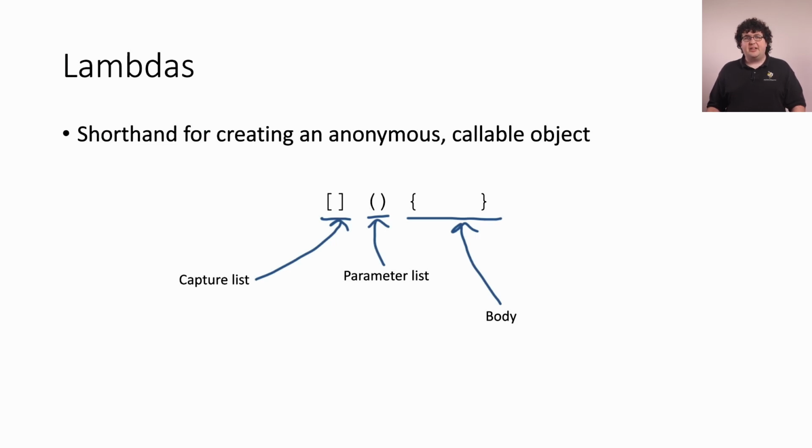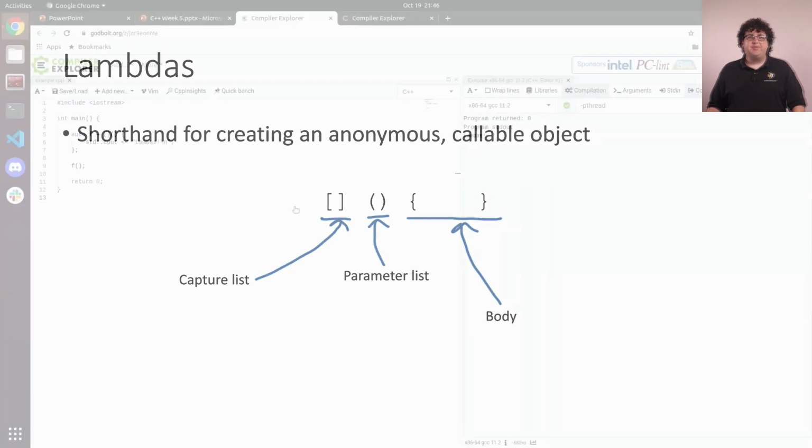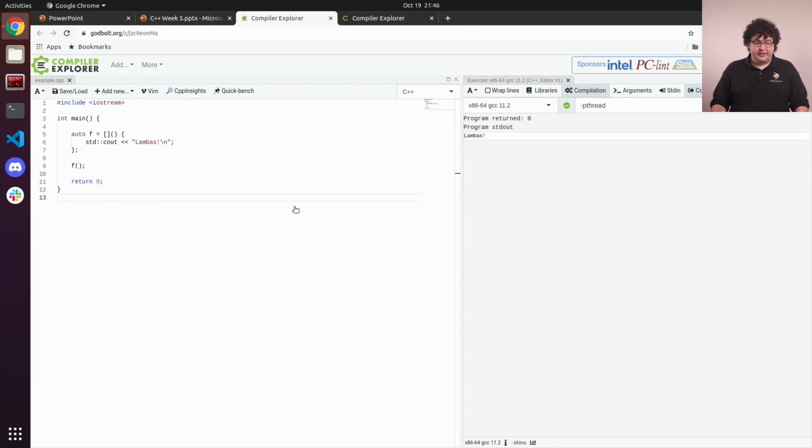A basic lambda declaration has three parts: the capture list, the parameter list, and the body. The parameter list and the body serve the same roles as they would in any other function declaration, and the capture list is something we'll get to in a moment. Here's an example of a super simple lambda. It takes no parameters and just prints a message out to the console. Here, we're storing the callable object this generates into a variable called f. Then we can call f to actually run our short little function, and we see the message get printed out.